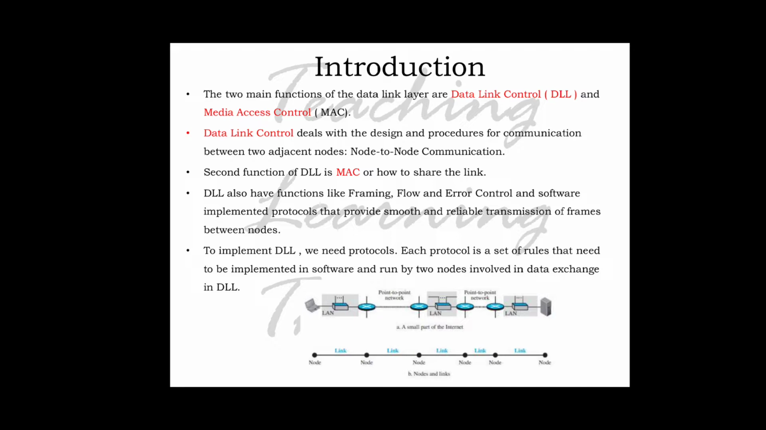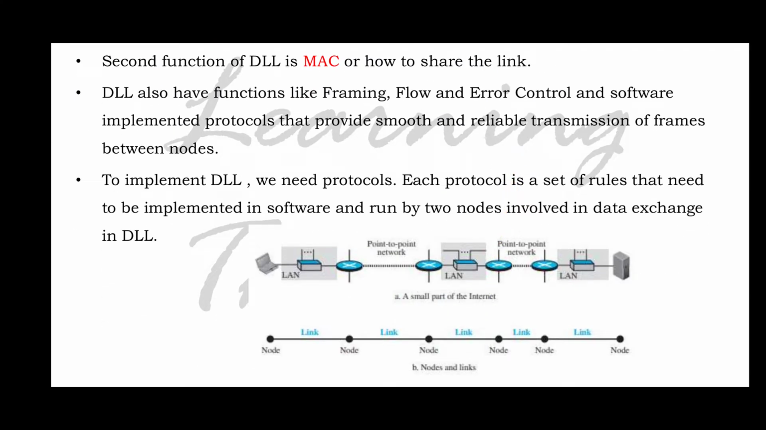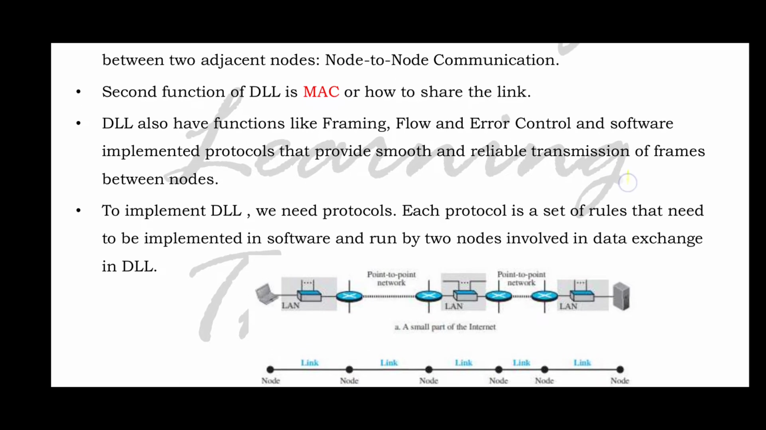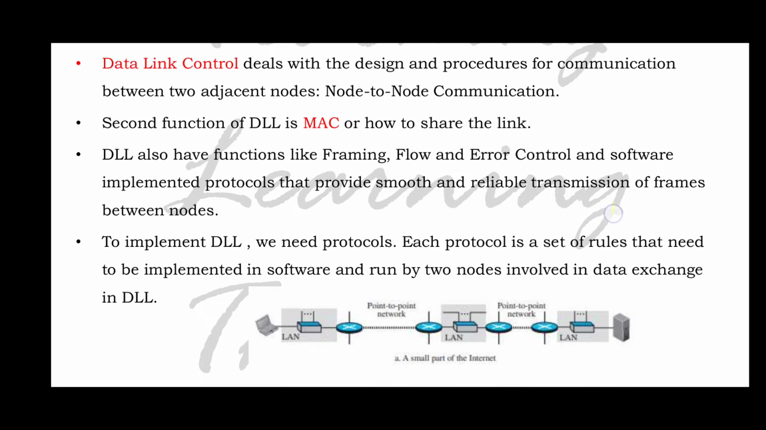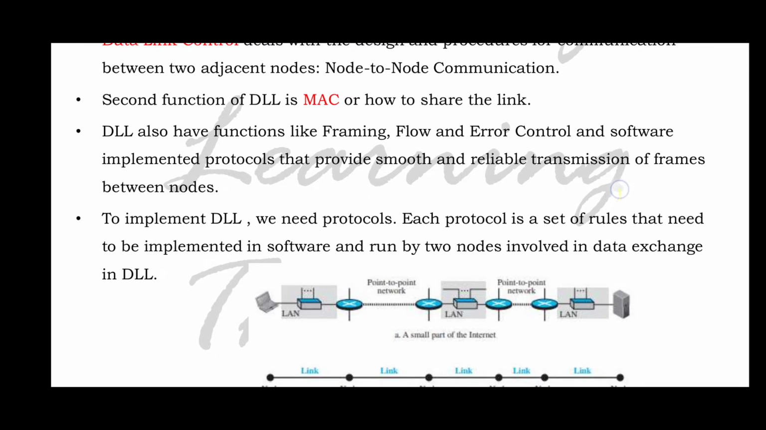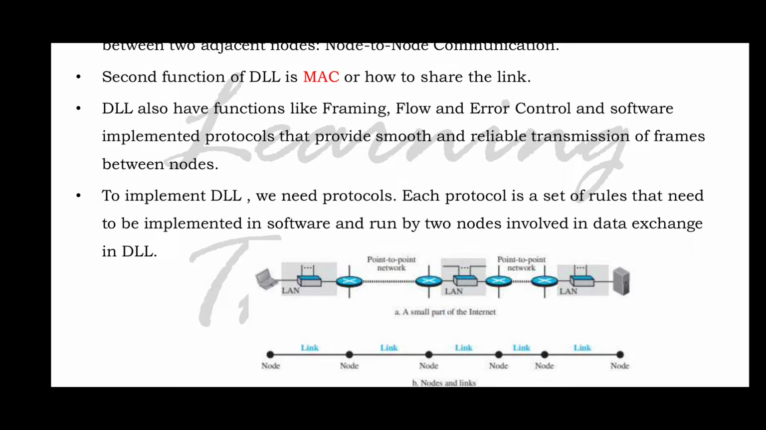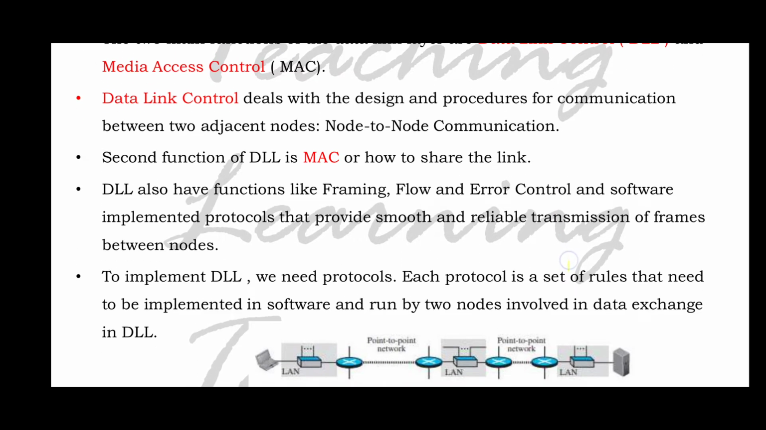MAC is the function that discusses how to share the link between two nodes, and data link control deals with the design and procedures for communication between two adjacent nodes. That means node-to-node communication. In this figure you can see there are two nodes and one link between them. So DLL handles the design and procedures for communication between two adjacent nodes, and MAC defines how to share the link between these two nodes. Here we are mostly discussing DLL, the data link layer, and its functions.